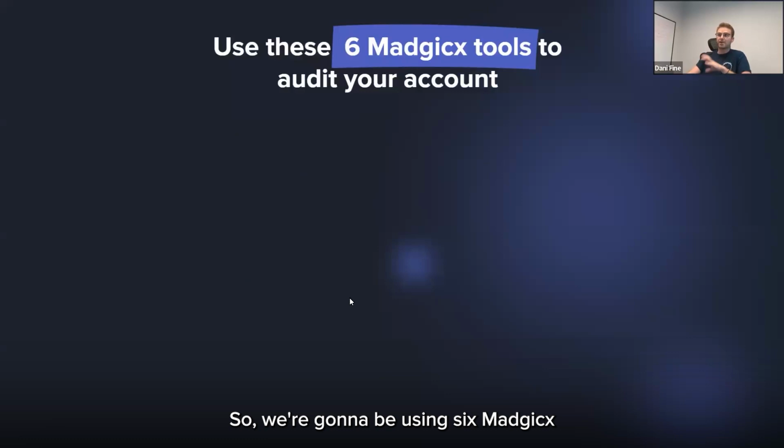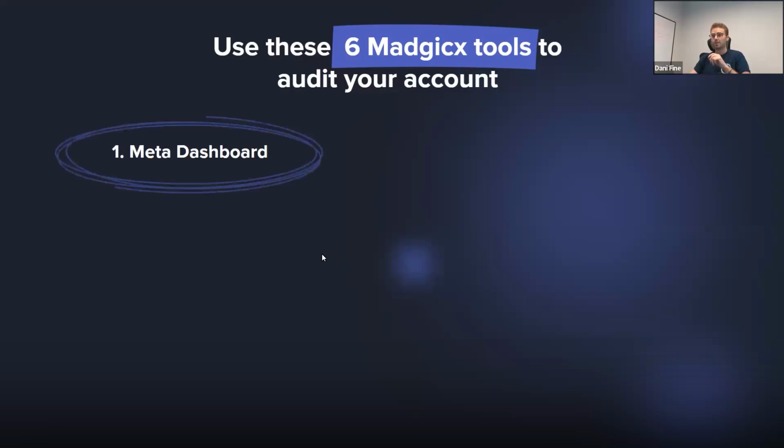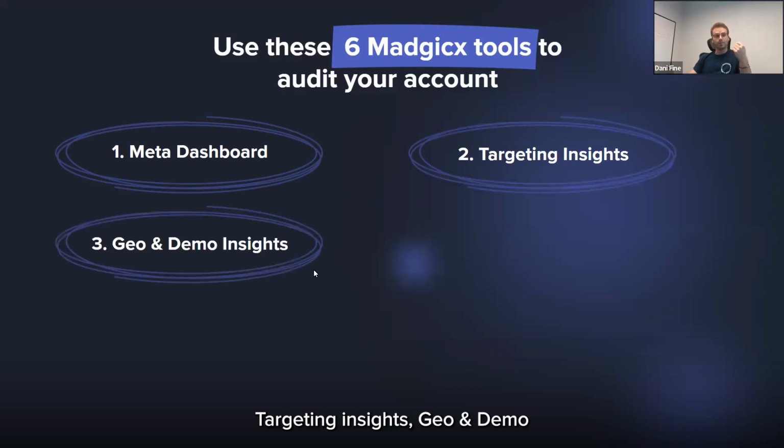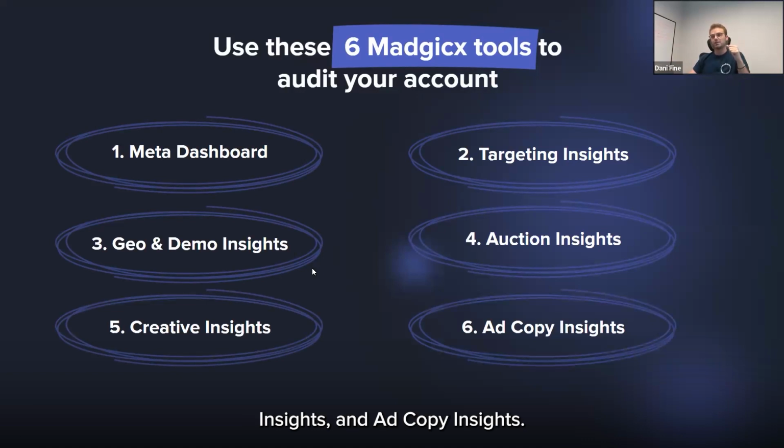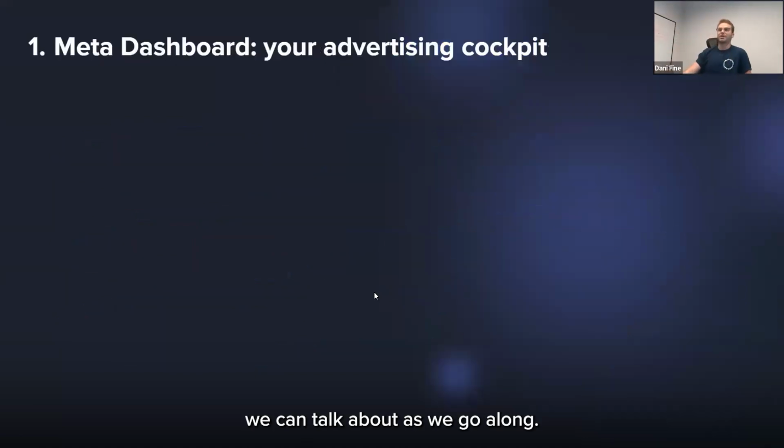So we're going to be using 6 Magix tools to audit our account today, but in general, there are many more that are possible to use. But these are the 6 we're going to be focusing on today. Number 1, the meta dashboard. We'll talk about this as we dive into it, but this is actually one of my favorite underrated tools. Then targeting insights, geo and demo insights, auction insights, creative insights, and ad copy insights. So these are the 6 tools we're going to be focusing on today, but of course, there are many more that we can talk about as we go along.